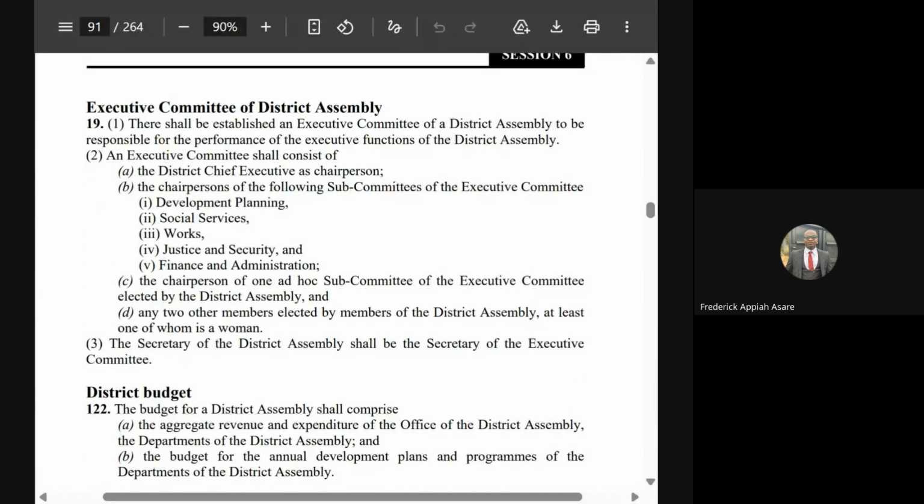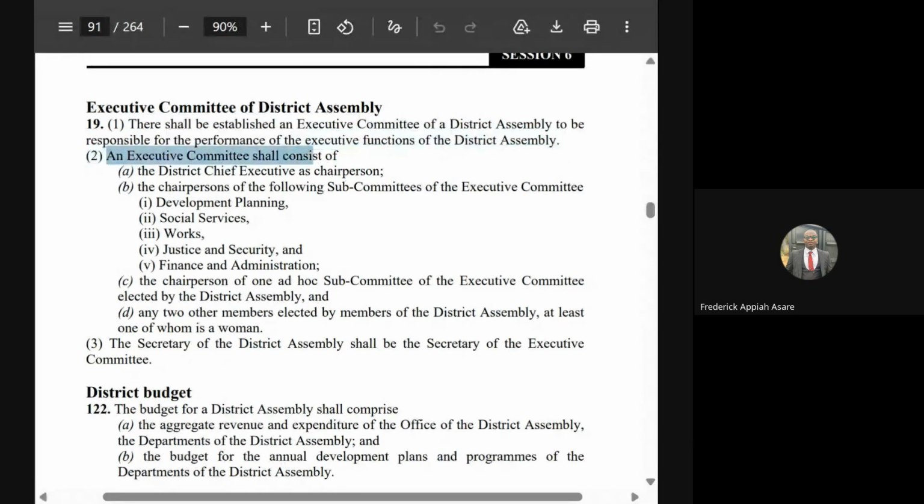Now, let's look at the executive committee of the district assembly. So when you go to the district assembly, who are the executives there? The Local Government Act says that there shall be established an executive committee of the district assembly to be responsible for the performance of the executive functions of the district assembly. So the district assembly has its rules, but every institution must have a head or a group of people who are managing it. And in this case, we call them the executive committee of the district assembly.